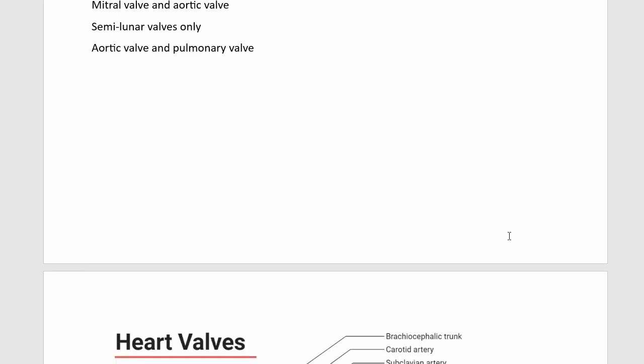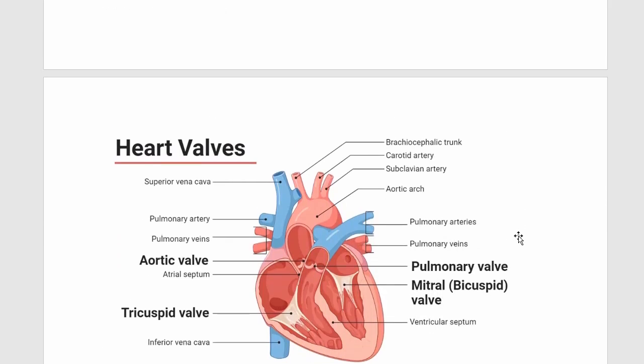So let's wrap our head around the four valves, shall we? There's a few different names that these are called, and you'll find this in anatomy. Like everything seems to have at least two different names for some esoteric reason. But let's go through this. So blood flows into the right atrium from both the superior and the inferior vena cava.